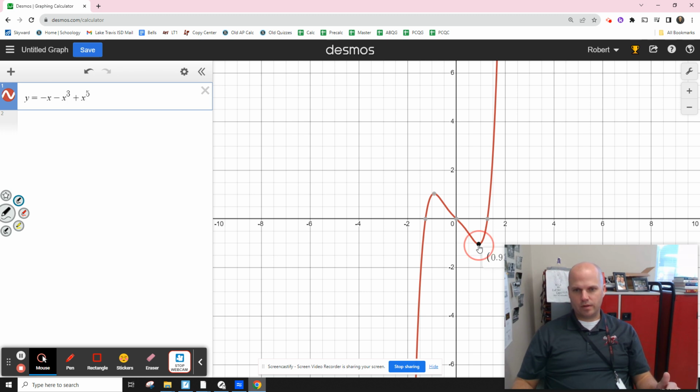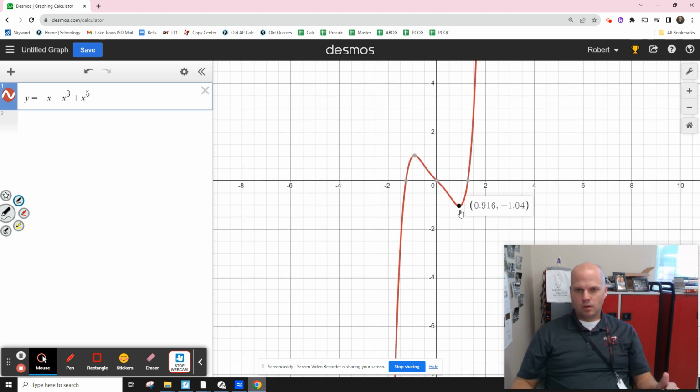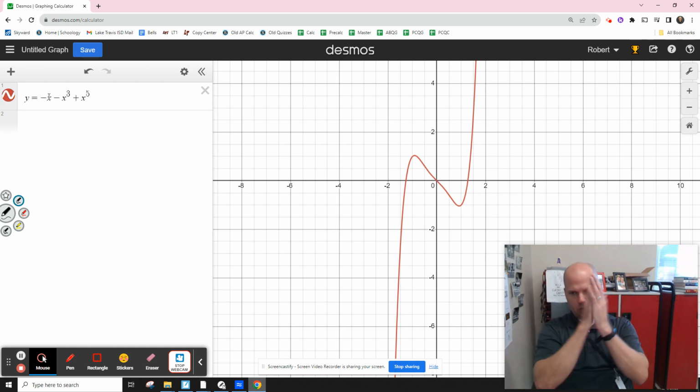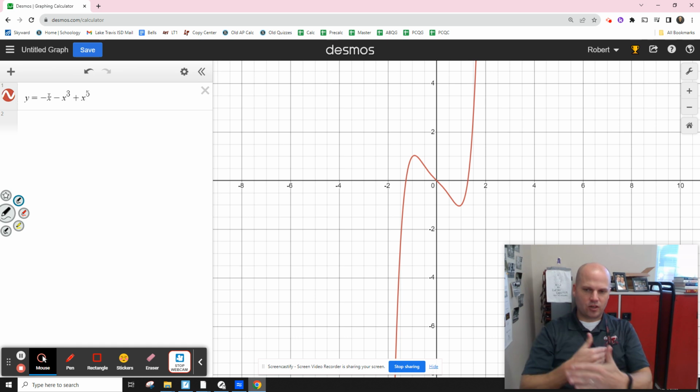You see this point 0.916 and negative 1.04 here. There we go. That's the opposite. You see this point 1.464562. You should have the negative 1.456, negative 2. Okay? So that's the idea. Even functions, you're allowed to shift up and down because you're still symmetrical about the y-axis. Odd functions, you're not.